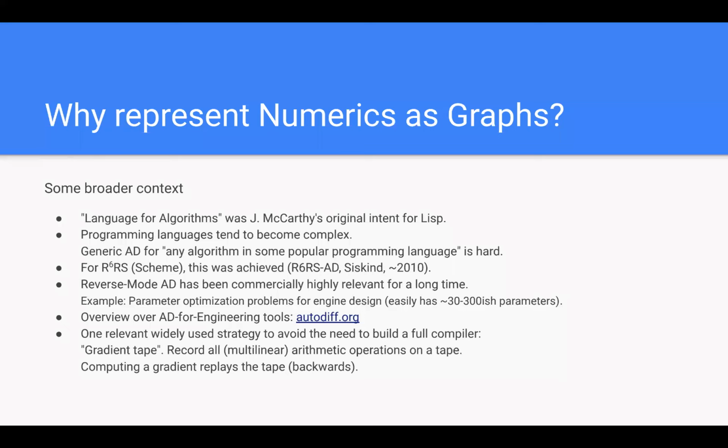And actually for Scheme, specifically R6RS Scheme, this was achieved about a decade ago by a PhD student of Jeff Sussman, Jeffrey Mark Siskind. And this is known as R6RS-AD. To the best of my knowledge, this is actually about the only complete implementation. Well, Haskell has a special role here, but here this was really done for a full programming language.